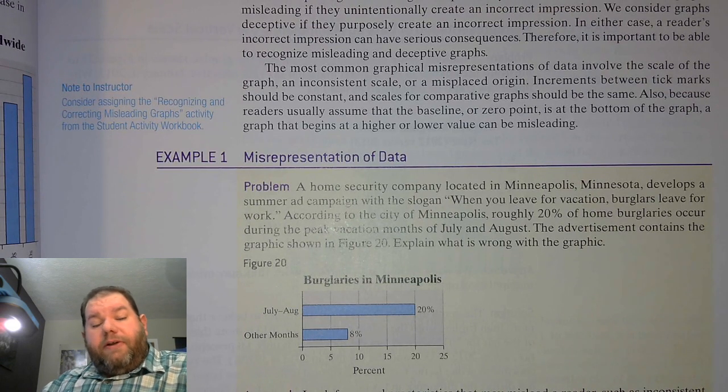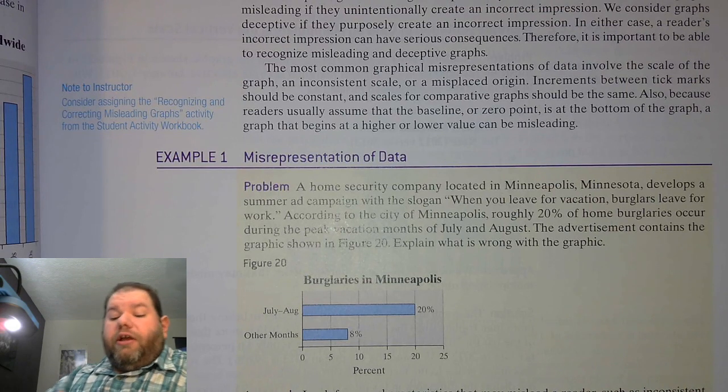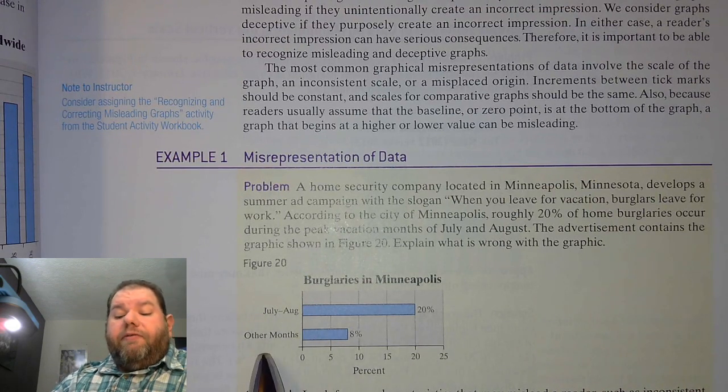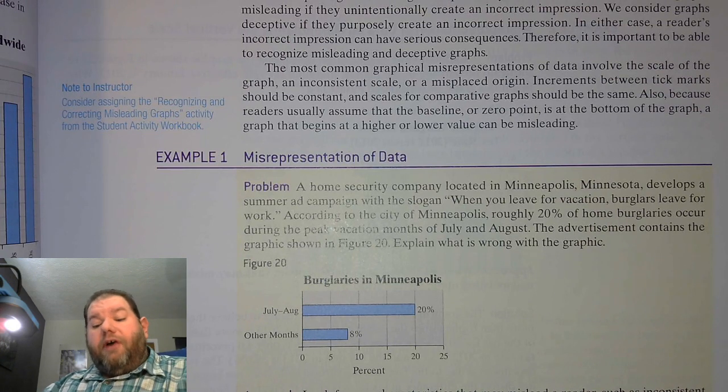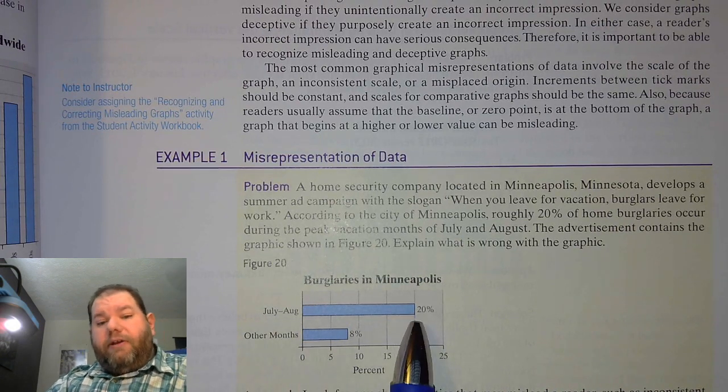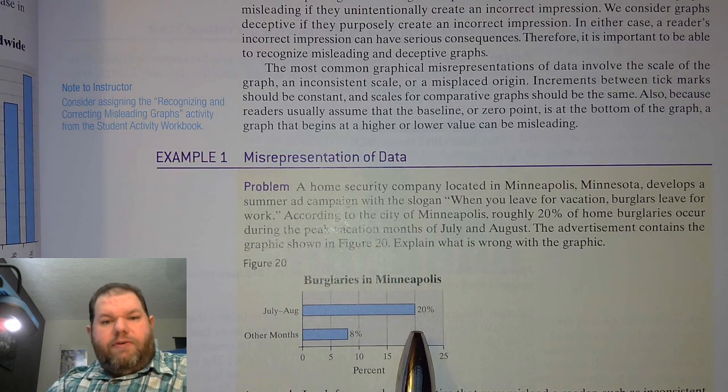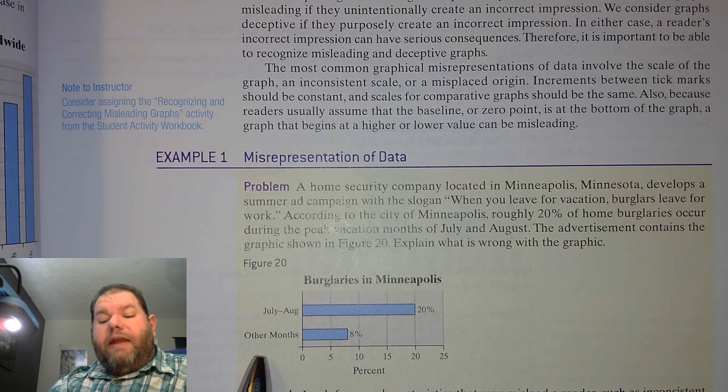Theoretically, all 12 months are represented here. July and August are represented here, and every other month is represented here. But the problem is, the other 10 months besides July and August, none of these months are listed individually. Okay? That's part of the problem right there, none of the months are listed individually. July and August have been combined together to make 20%. And the other months basically average out to 8% each, and that's what they've listed here.